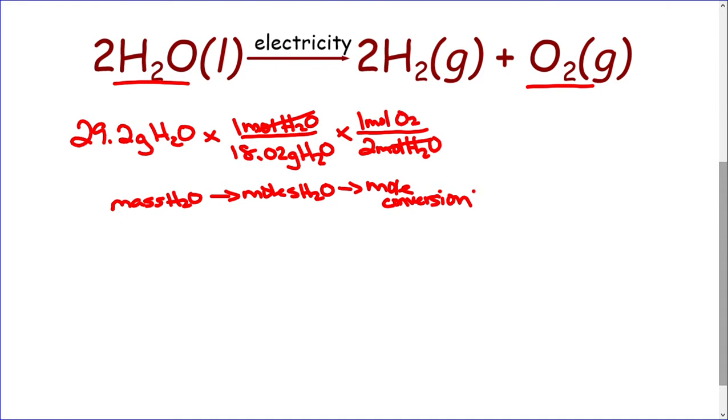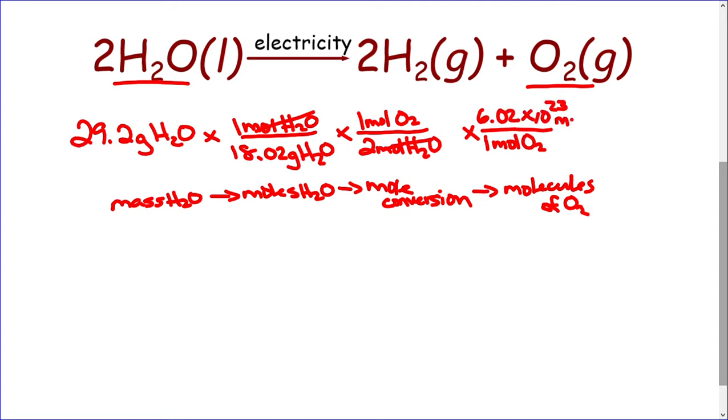Now that I'm in moles of O2, the next part is being able to convert to representative particles. So mass of H2O to moles of H2O, to do the mole conversion, and then to get molecules of O2. Now, I have 1 mole of O2. So I know that in 1 mole of anything, in this case O2, we have Avogadro's number, 6.02 times 10 to the 23rd molecules of that thing.